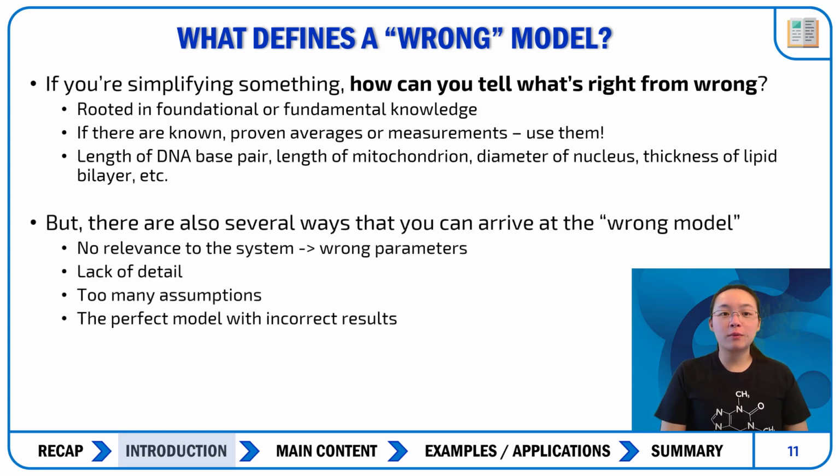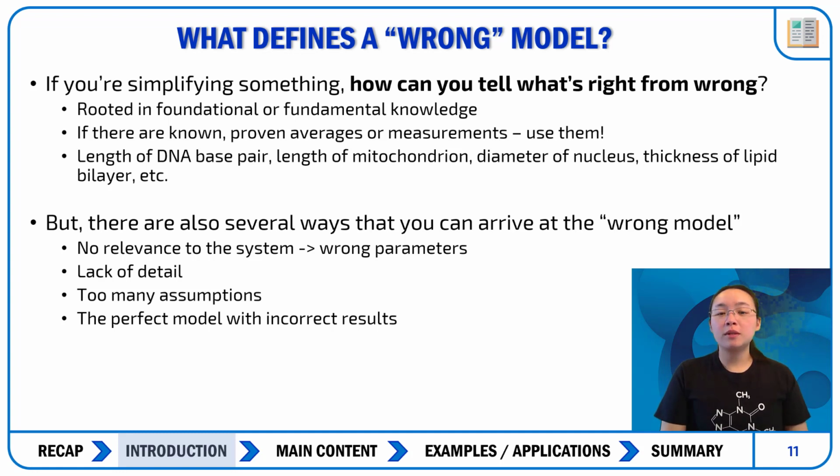So then to answer the question, what defines a wrong model? There are several ways that you can arrive at that. Number one, there's absolutely no relevance to the system. For example, if I'm studying lipid membranes and suddenly I introduce a parameter that only affects proteins, that would probably not be good because it has nothing to do with lipids at all. So make sure you have the correct parameters when you're making your model.